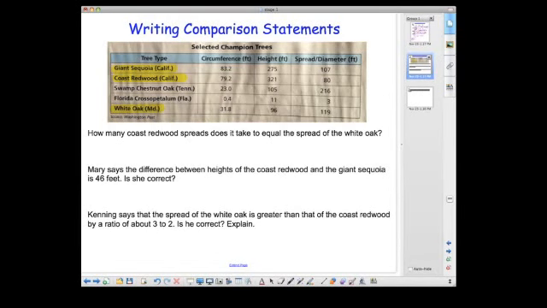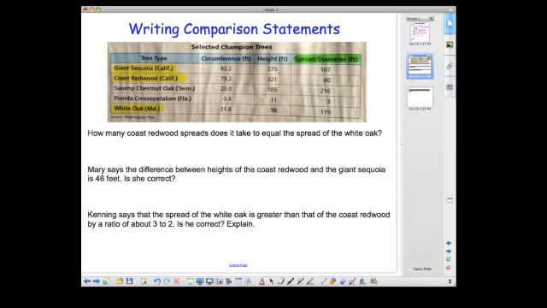So now that you have your data written, first question, our first example of how we're going to use comparison statements says, how many coast redwood spreads does it take to equal the spread of the white oak? So we're looking at the coast redwood spreads and the spread of the white oak, and here's our measurement for spread in our final column here.